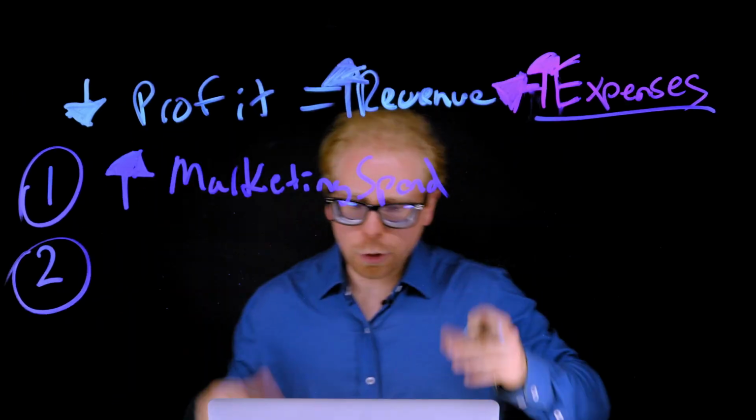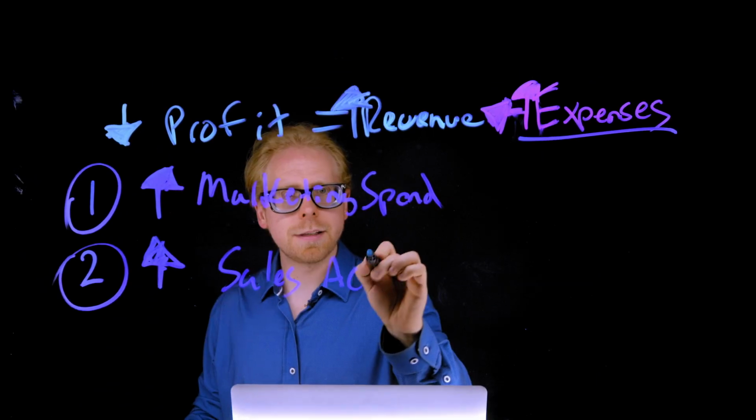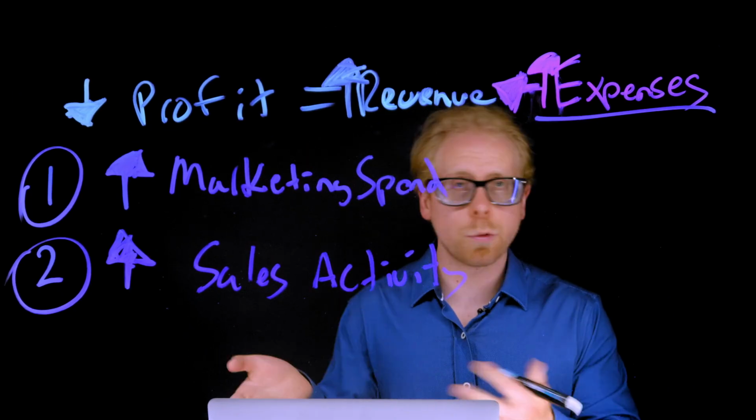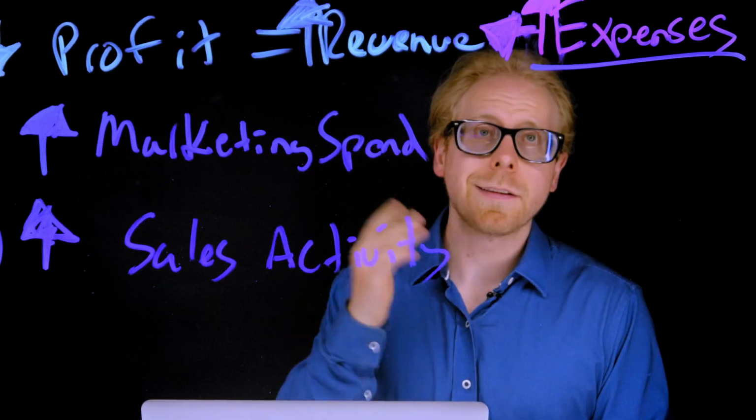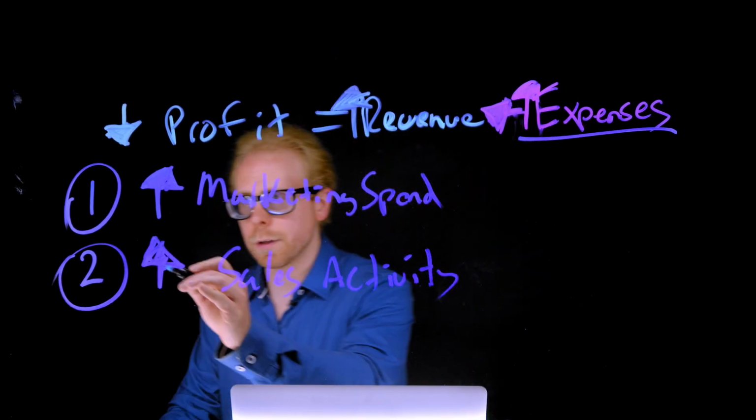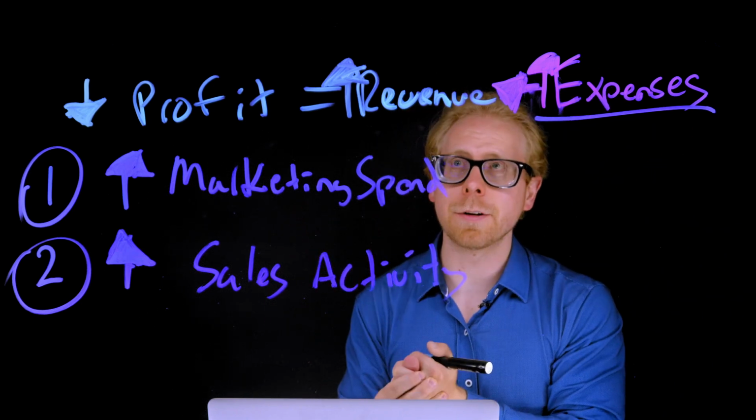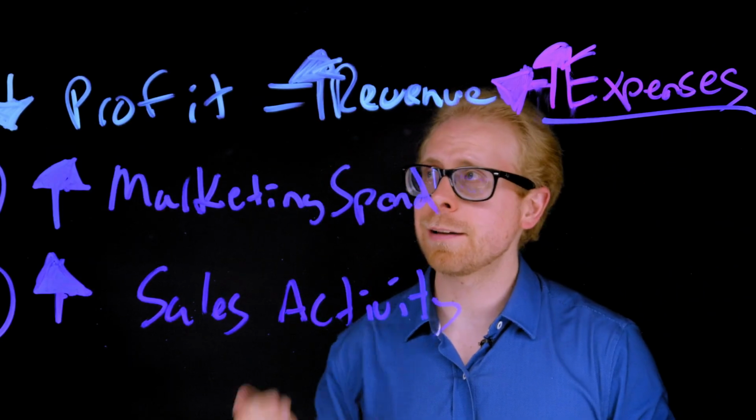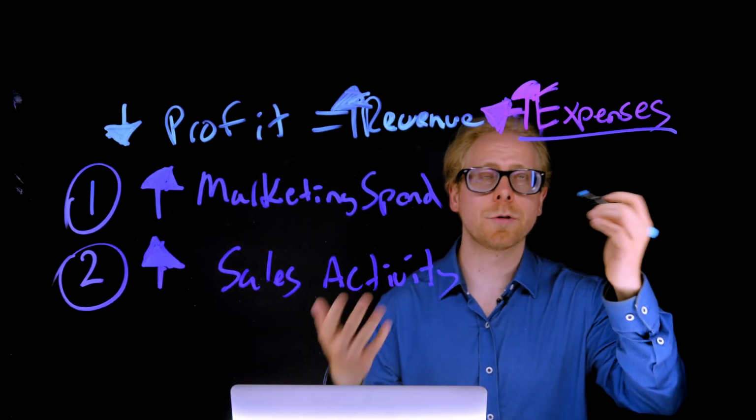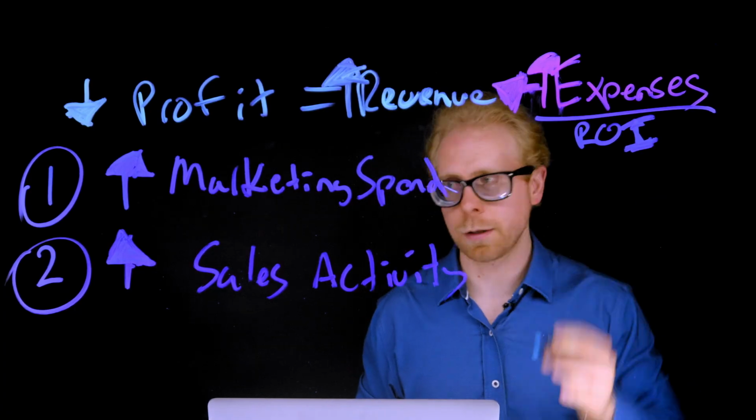The second thing, you may spend more money on sales activities. This could be hiring a new salesperson. This could be outsourcing your sales to an agency. This could be bringing in an entire sales team. Well, when you do this, you just have to remember, if you're spending more on these sales activities than the revenue that's being brought in, your profit's going to go down. So yet again, we got to look back at return on investment. What is the ROI we're getting on our investment in expenses?